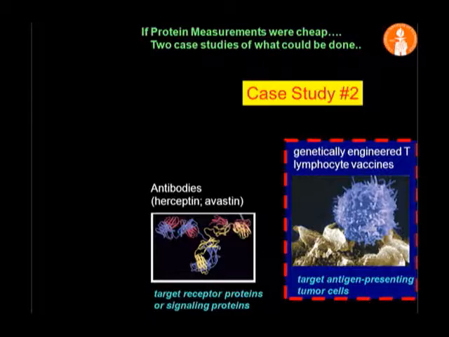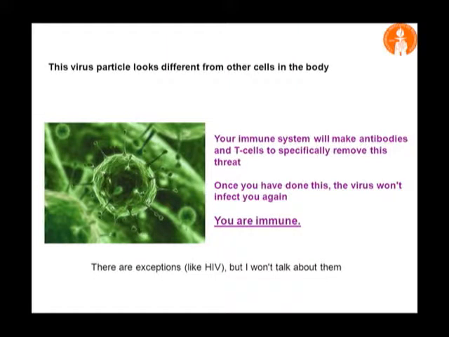Okay, so now let's go to this type of therapy right here. So this will feel like the future, and it is. Okay, so this is a picture of a virus particle. And this virus particle molecularly looks different from the rest of your body. Because it looks different at the molecular scale, your immune system will recognize those differences, and it will make antibodies and T cells that are designed specifically to remove this virus particle. Once you've taught your immune system about this, then the virus won't infect you again, and you're immune.